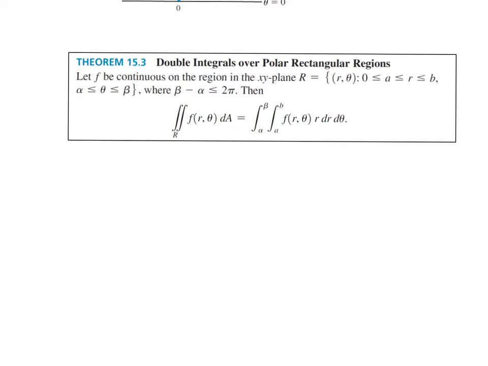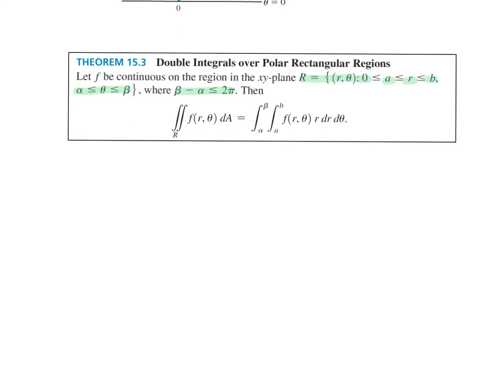To compute the double integral over a polar rectangle, you're going to have some region R. It's going to have an r and a theta value. And here notice that our r values are going to be between some a and b value, some numbers, but we're only looking at r values that are greater than or equal to 0. Theta is going to go from some alpha to some beta value, where beta minus alpha is less than 2 pi.